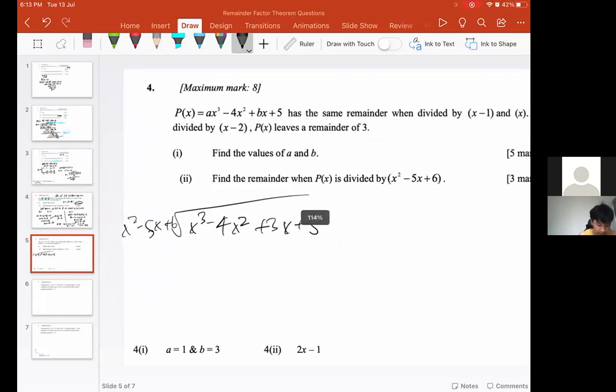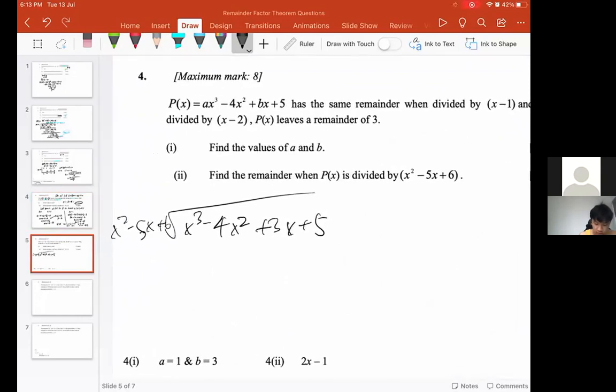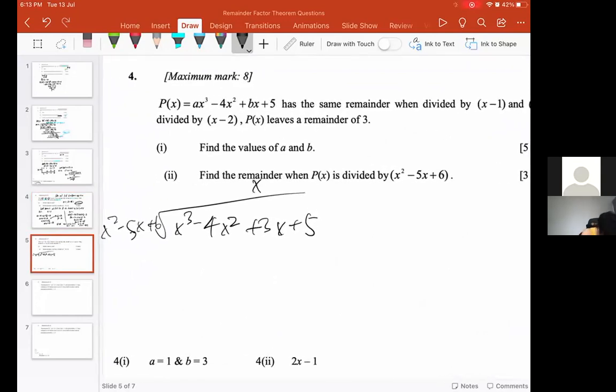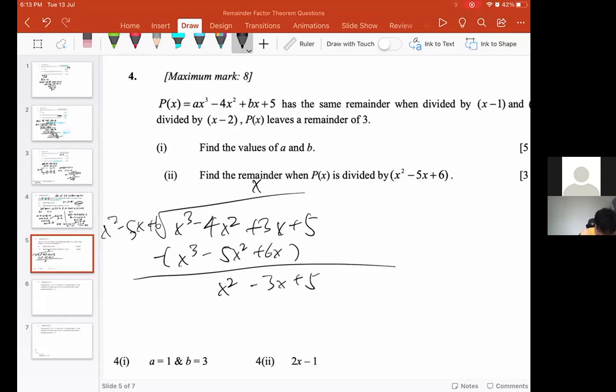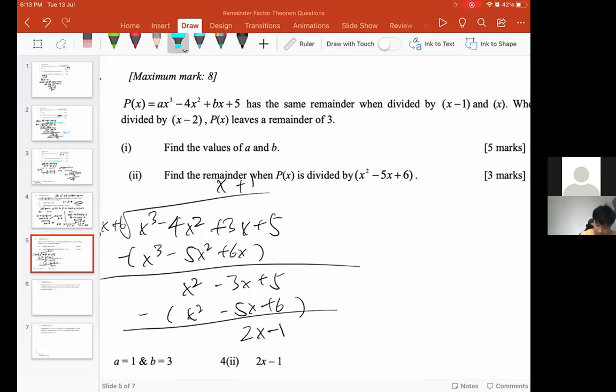So once again, we're going to apply the same thinking that we've learned in long division. x cubed divided by x squared, we get x. So times the whole thing again, minus 5x squared plus 6x, minus. We get x squared minus 3x plus 5. Divide again, we get plus 1 to get x squared minus 5x plus 6, minus the whole thing, we get 2x minus 1. So the remainder in this case would be at the bottom, which is 2x minus 1. And we have gotten our 3 marks and 5 marks for a total of 8 marks.